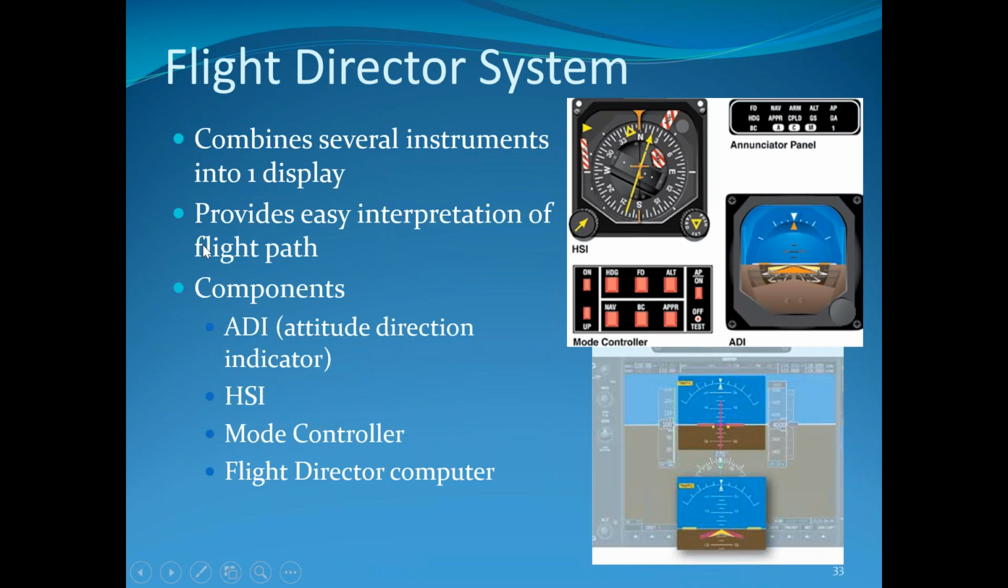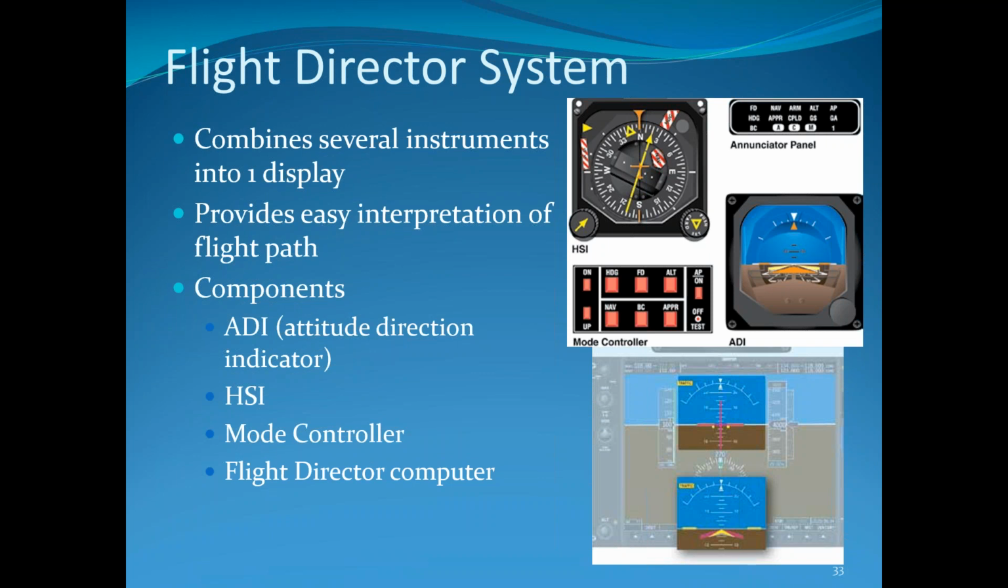The Flight Director System combines several instruments into one display. It provides easy interpretation of the flight path, and it uses the ADI, the attitude direction indicator, the HSI, the mode controller, and the flight director computer. It's taking a bunch of the different components on the aircraft and using that to help display visually, because all of these planes that we use have what they call glass cockpit displays. So it's showing you more of a computerized image of where the aircraft sits positionally.